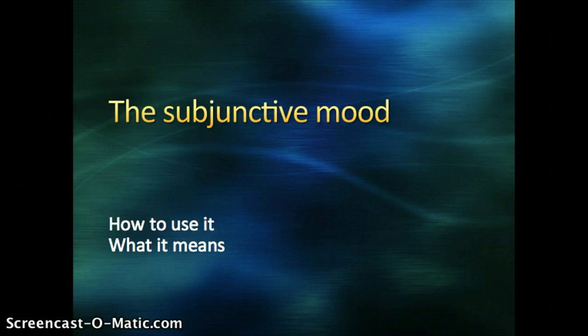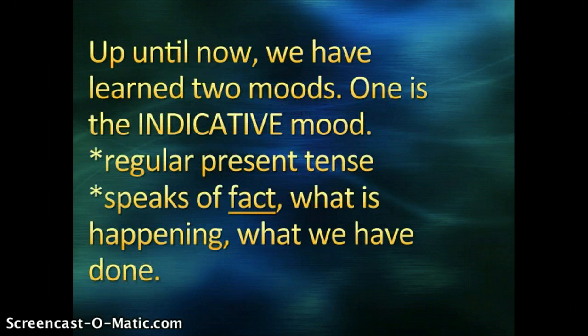Okay, the subjunctive mood. We've learned basically two moods up until now. The indicative mood is what you have done up through Spanish 1. It's the regular present tense. It speaks of what is fact, what is happening, what we have done, what we did yesterday, what we used to do when we were kids. That's all considered the indicative mood.